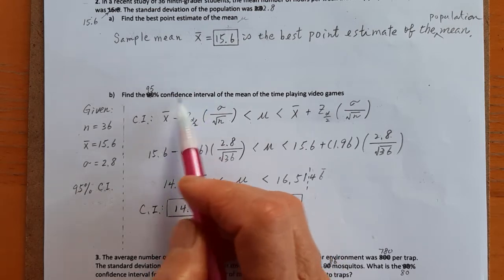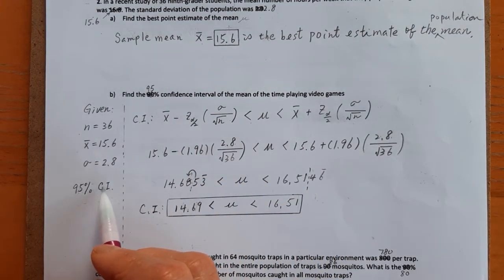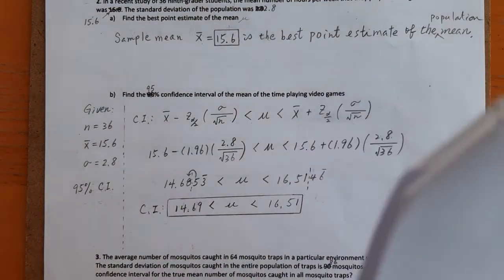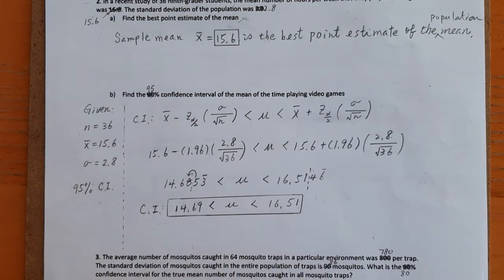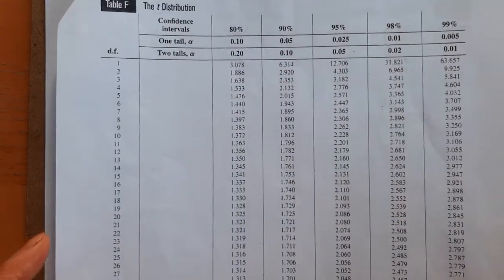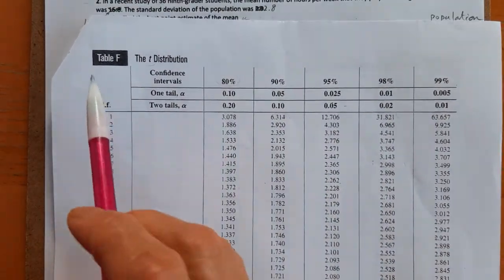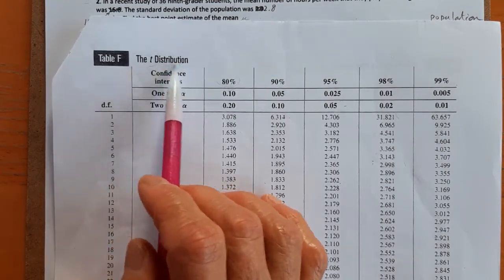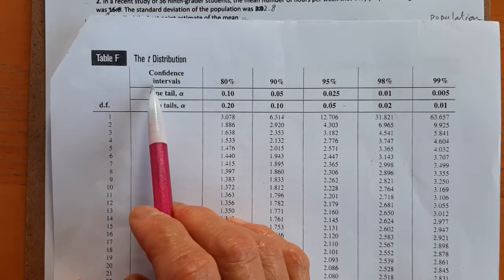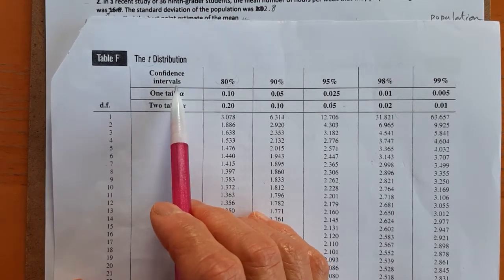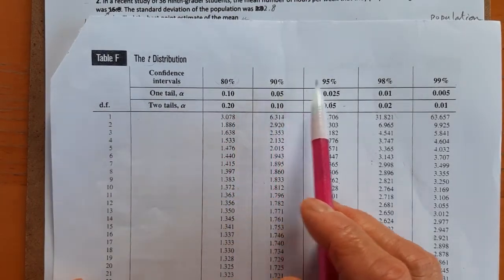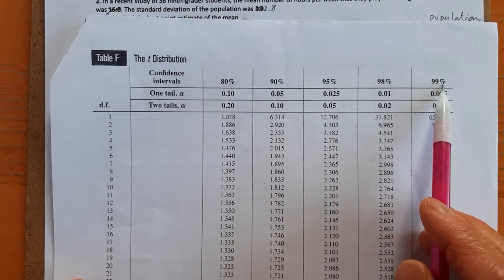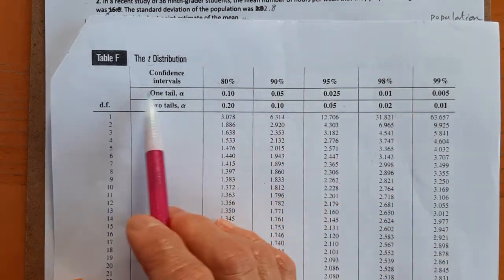This is 95% confidence, the question asks you for a 95% confidence interval. So you are going to look at the T distribution table. This is the T distribution table. On the top are the confidence intervals: 80%, 90%, 95%, 98%, 99%. This is called the confidence interval.